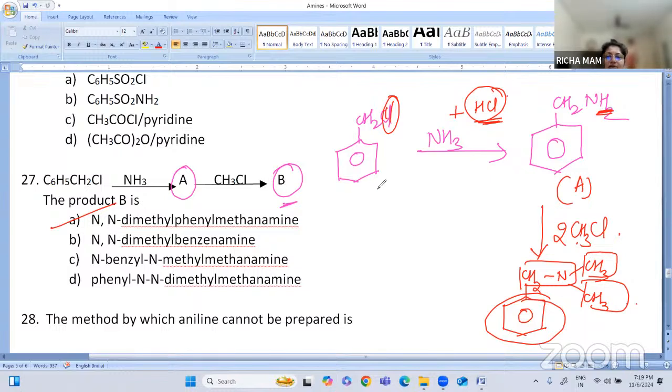So benzyl chloride treated with NH3 gives you what? Benzylamine. Then what are you going to get? You treat it with methyl chloride, so both the hydrogens are replaced by methyl groups. So you get N,N-dimethyl phenylmethanamine. Okay.